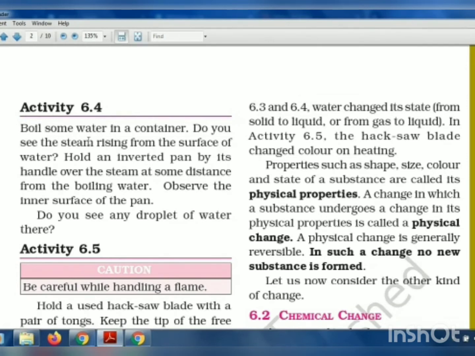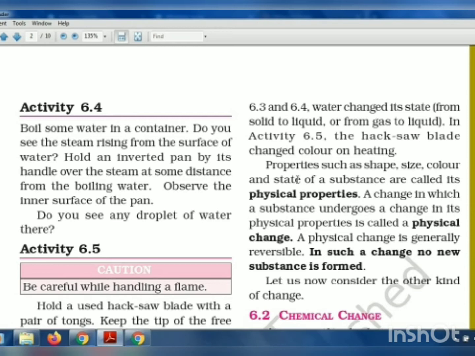And in activity 6.4, what was happening? The steam that is coming out of the boiling water was being converted into liquid. In activity 6.5, what we saw, the hacksaw blade changed color on heating. So which property? Color property was getting changed. So properties such as shape, size, color, and state. State means solid to liquid, liquid to gas.